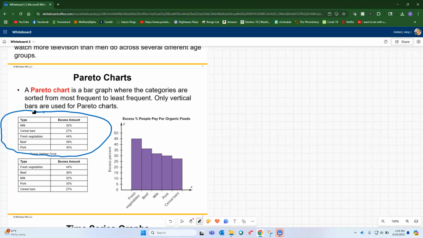And in this case, and often in Pareto charts, they do have the bars touch. And also with a Pareto chart, we do always make it vertical. And like I said, oftentimes they touch.